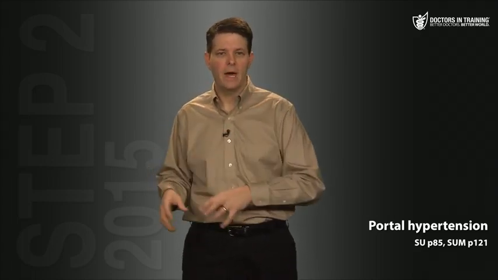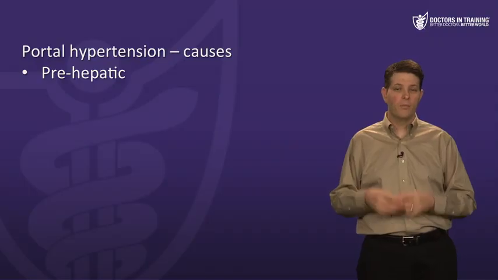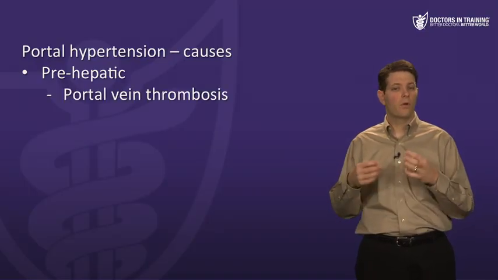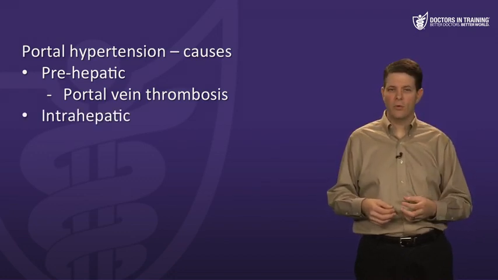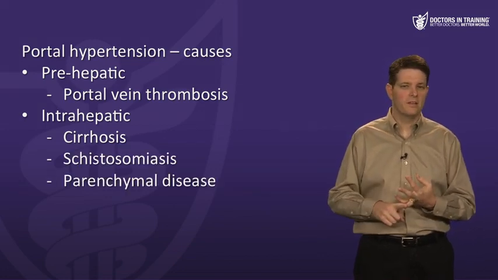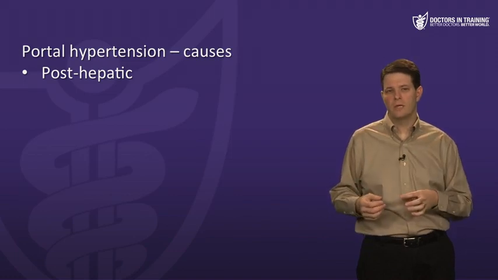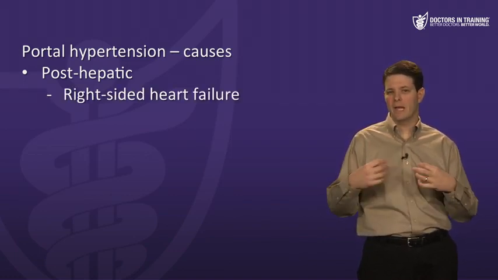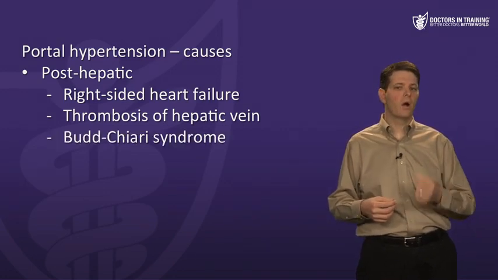There are prehepatic, intrahepatic, and posthepatic causes of portal hypertension. Prehepatic causes would include portal vein thrombosis, so a big clot in the portal vein. Intrahepatic causes of portal hypertension include cirrhosis, also schistosomiasis, parenchymal disease of the liver, and granulomatous disease. And then posthepatic causes would be right-sided heart failure with blood backing up into the liver, thrombosis of the hepatic vein, and also Budd-Chiari syndrome.